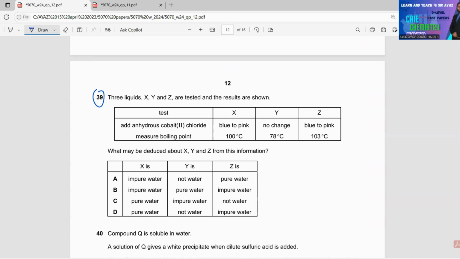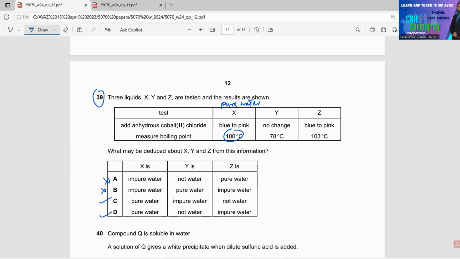MCQ number 39. Three liquids X, Y, and Z are tested, and the results are shown. We have added anhydrous cobalt chloride. So X turns blue to pink, Y no change, Z blue to pink. Boiling point is given for X, Y, and Z. What may we deduce about X, Y, and Z from this information? X must be pure water, that's for sure. The boiling point is shown as well as the color change. The color change, it will turn blue to pink. That is, anhydrous cobalt chloride will turn to hydrated cobalt chloride. So either C is correct or D is correct. Both A and B are incorrect.